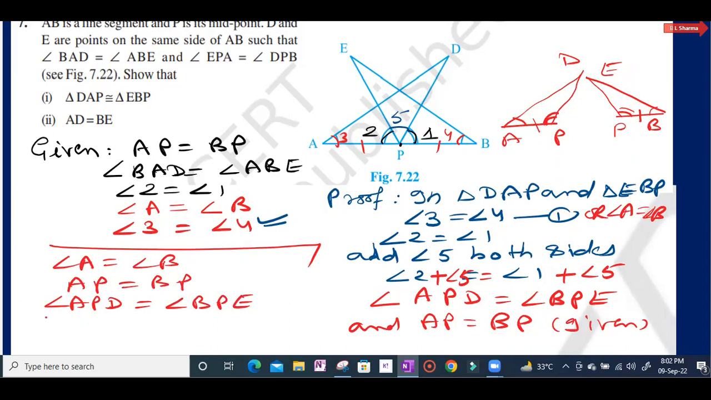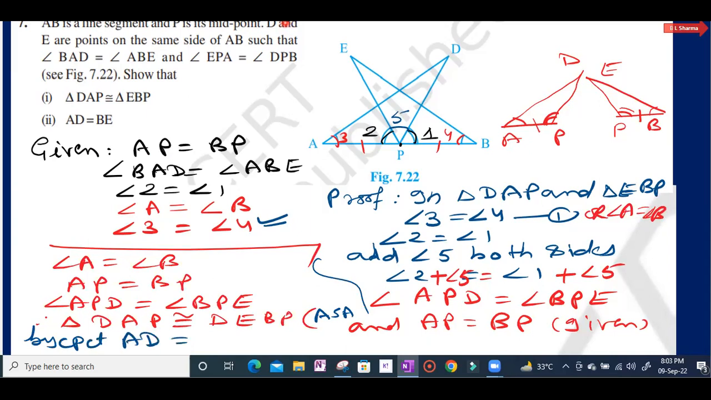Therefore, triangle DAP is congruent to triangle EBP by the rule angle side angle. First part is proved. By CPCT, we can write AD is equal to BE. This is AD second first and BE second first, and it is proved.